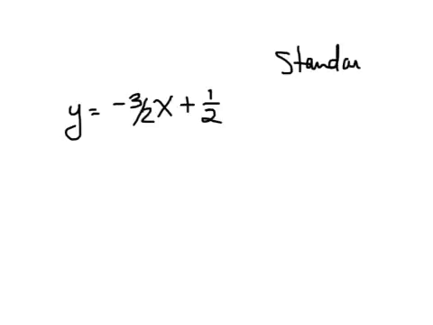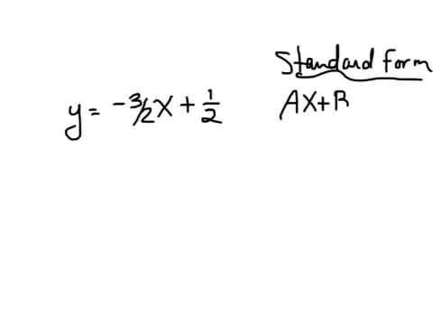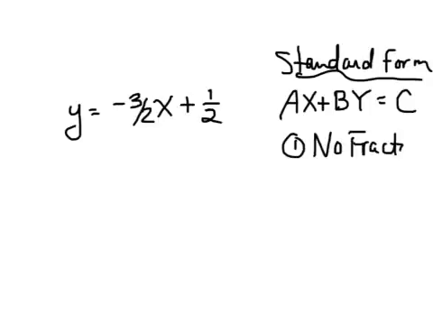Now standard form is just a form that is kind of what they started with, where they have the x and y on one side and the letter, or the number, on the other side. Key to this is there can be no fractions when you're dealing with this, so we're going to have to multiply something to get rid of it. And the second thing that would happen is x is positive.